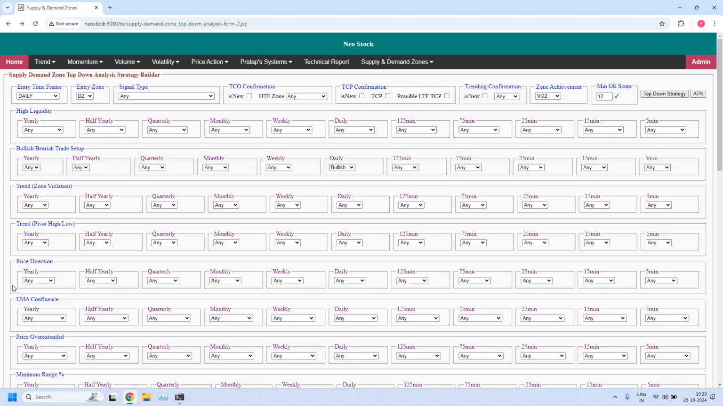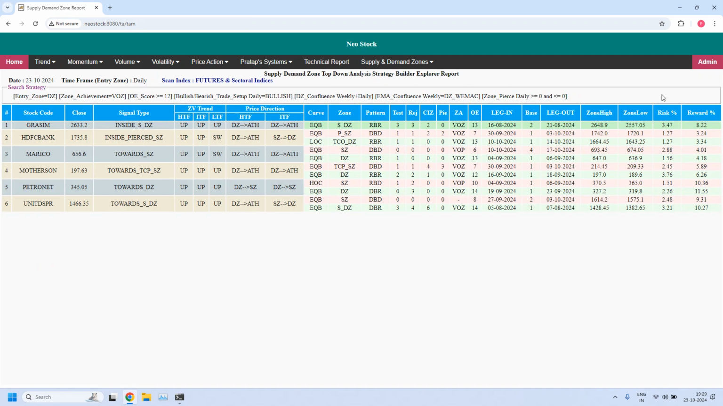Let's verify. In the EMA confluence at weekly time frame, I am enabling the filter weekly demand zone having weekly EMA confluence. 6 stocks are filtered. All these 6 stocks are high probability supported stocks, because they are having weekly EMA confluence, the weekly zones. And also daily zone is part of the weekly zone. And also weekly trend is uptrend, that is ITF trend. And some of these zones are high liquidity demand zones. These are all the daily demand zones.